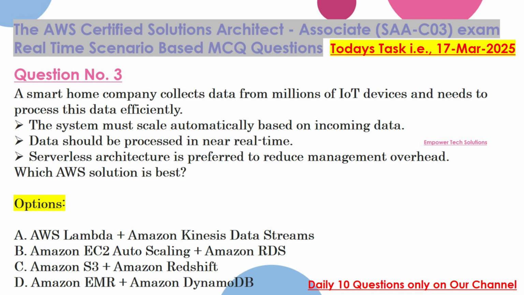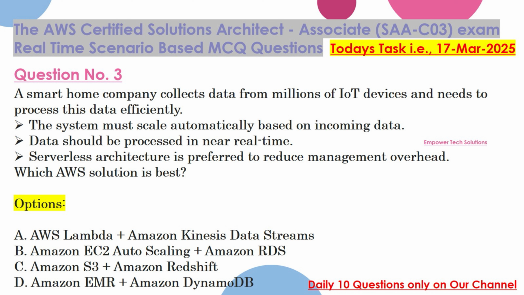Question 3. A smart home company collects data from millions of IoT devices and needs to process this data efficiently. The system must scale automatically based on incoming data. Data should be processed in near real time. Serverless architecture is preferred to reduce management overhead. Which AWS solution is best?